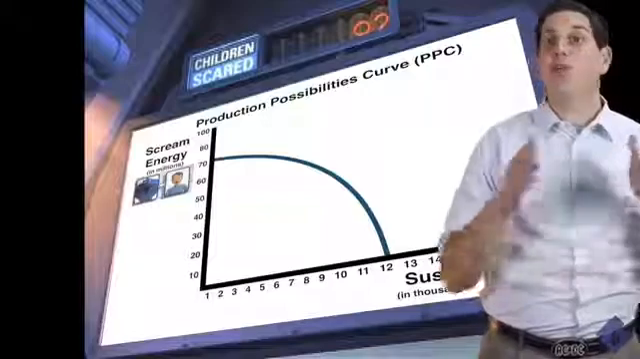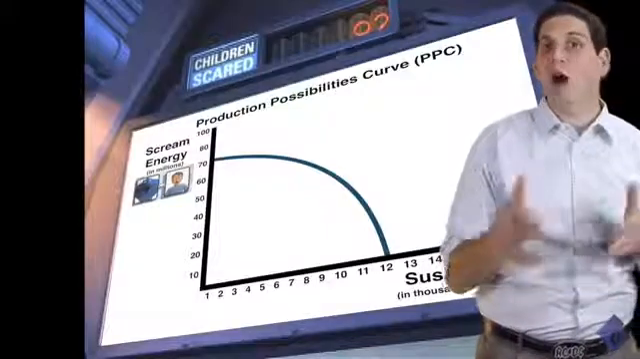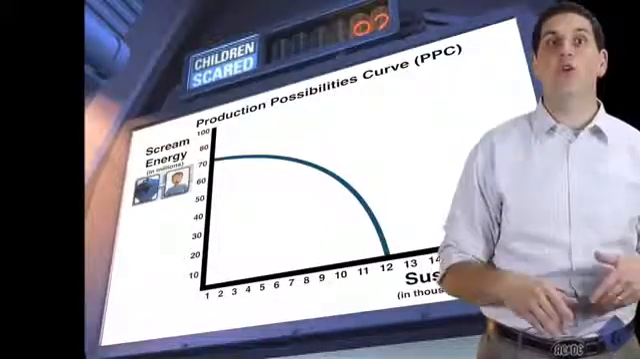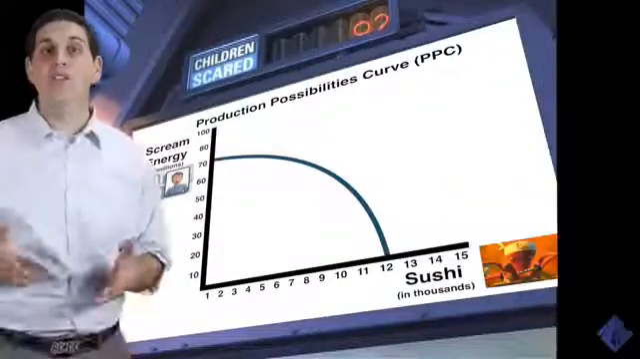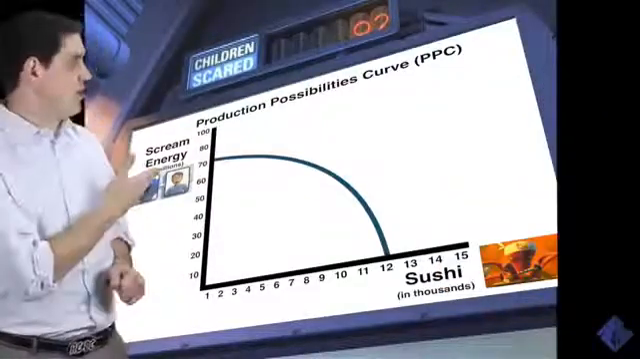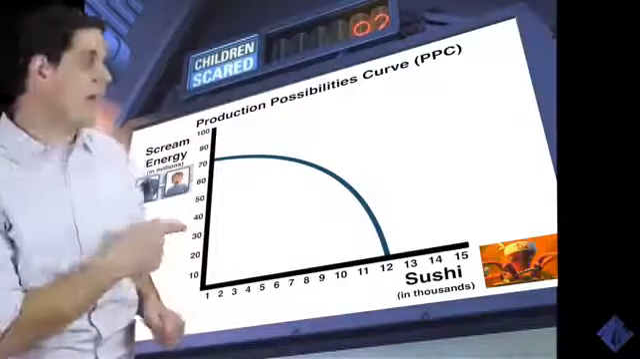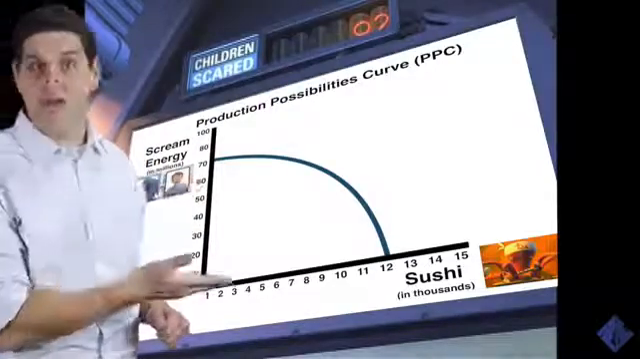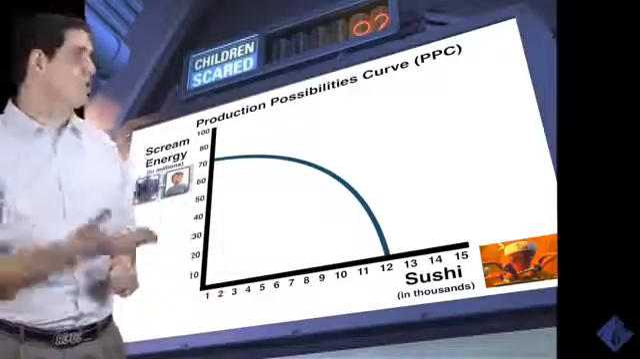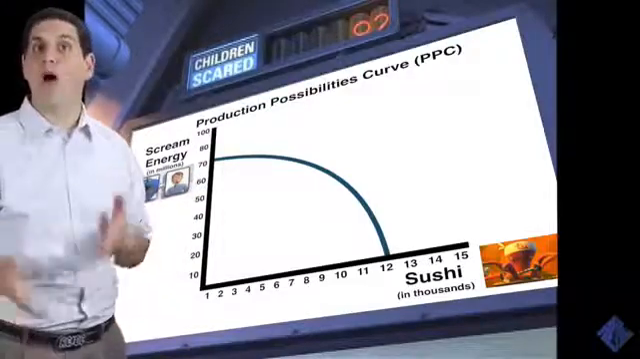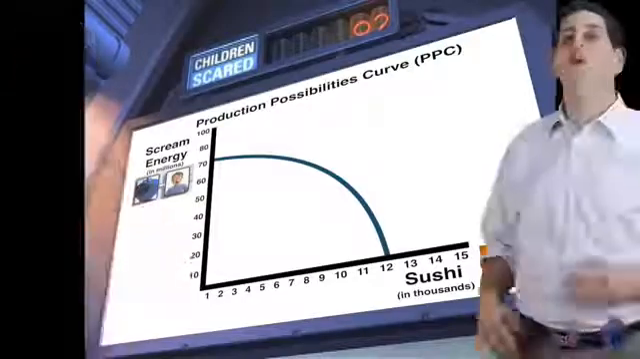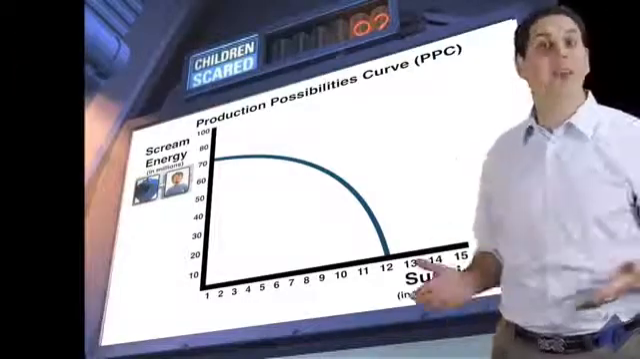This graph shows the production possibilities, the different combinations of the 2 goods that can be produced using all of their resources. As you can see, they can put all their resources to produce Scream Energy, or they can produce all sushi, or some combination in between. But notice, they can't get any combination outside the curve. They can't put all of their resources into producing Scream Energy, at the same time put all those resources into producing sushi. So any combination out here, outside the curve, is impossible.